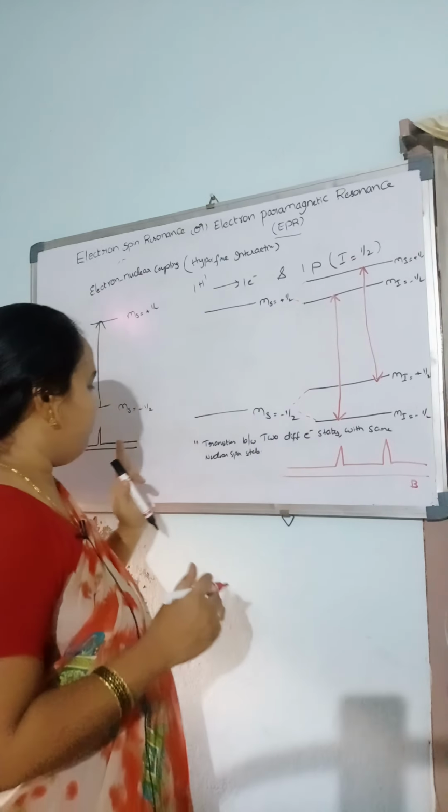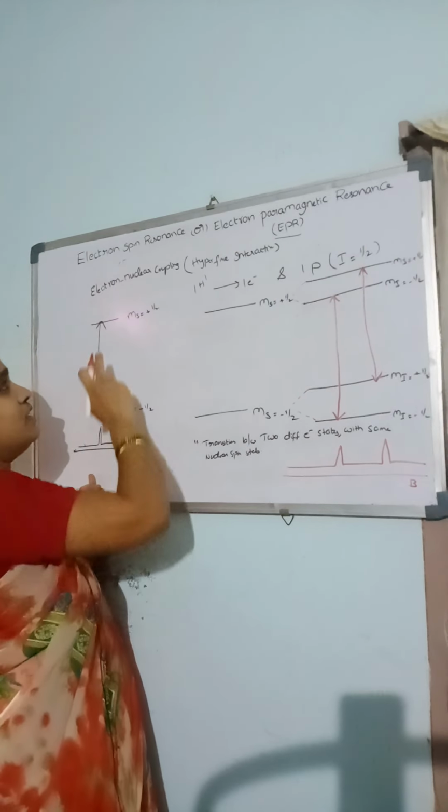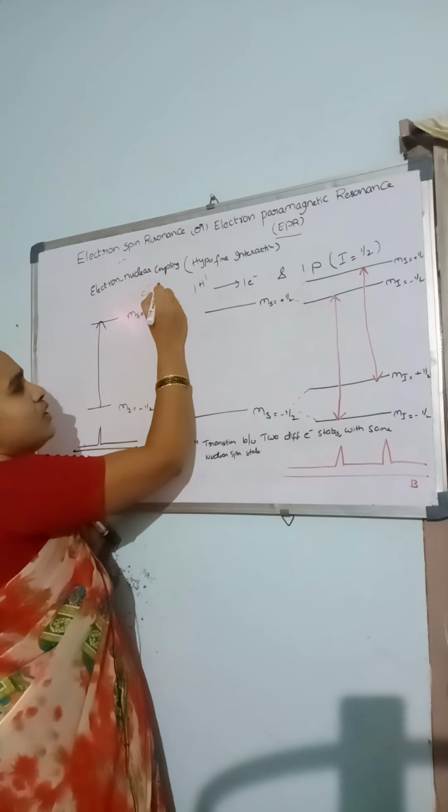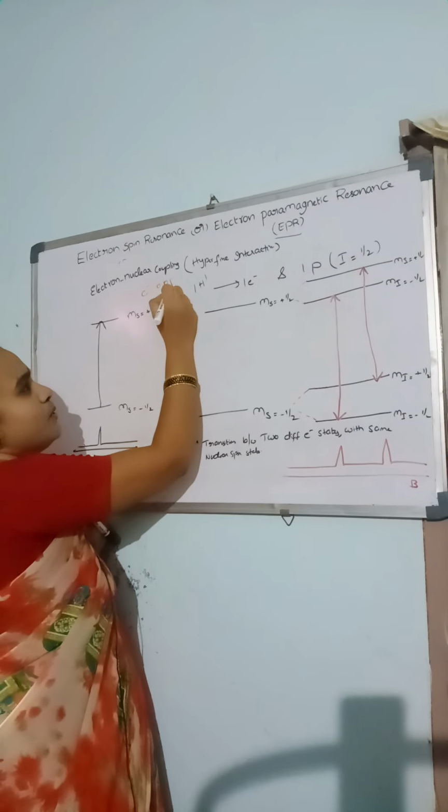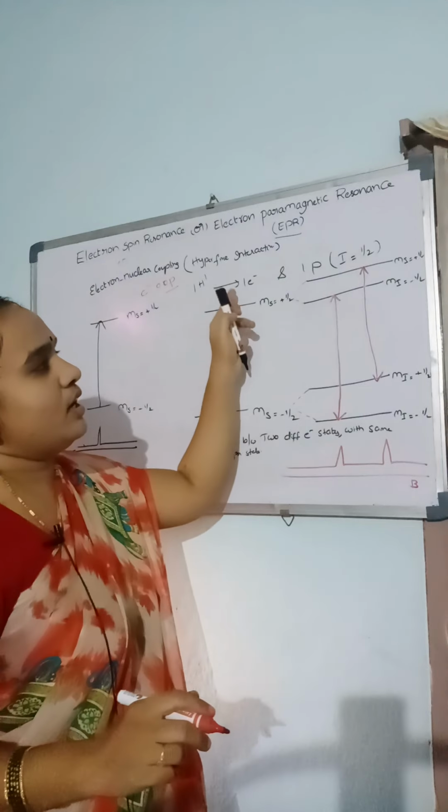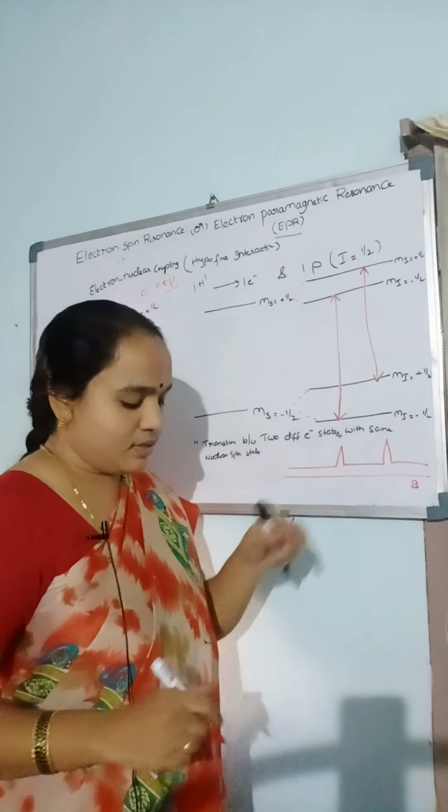So, one spike is observed only for a single electron with zero protons. For one electron and one proton, we are getting two spikes.